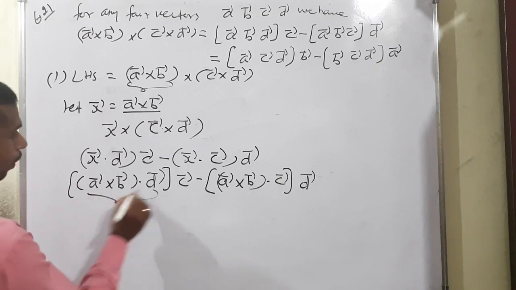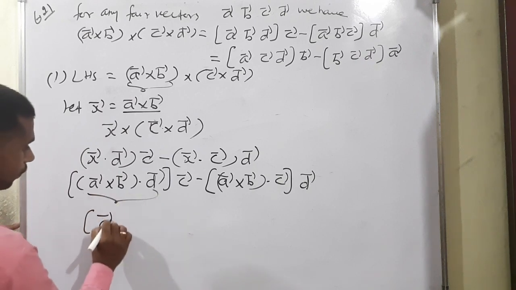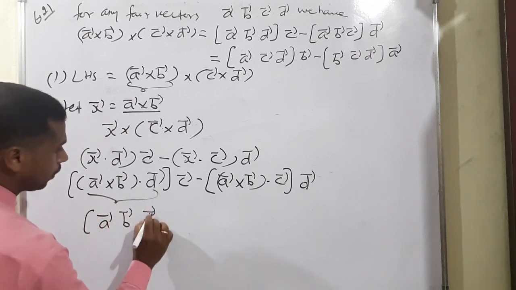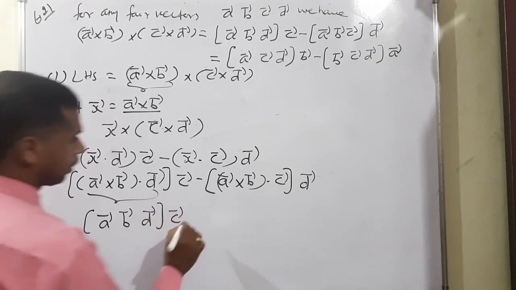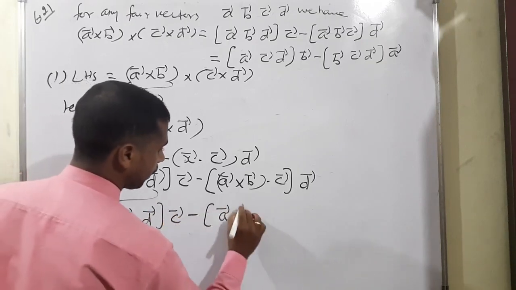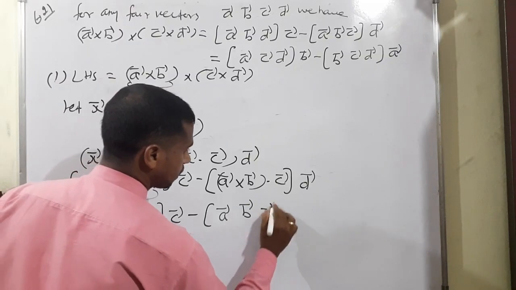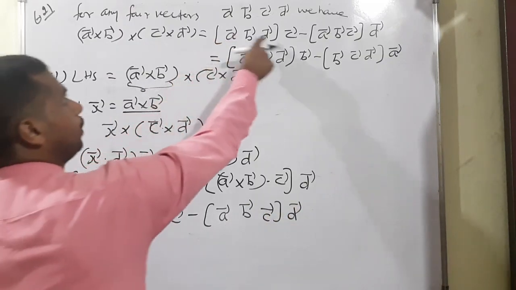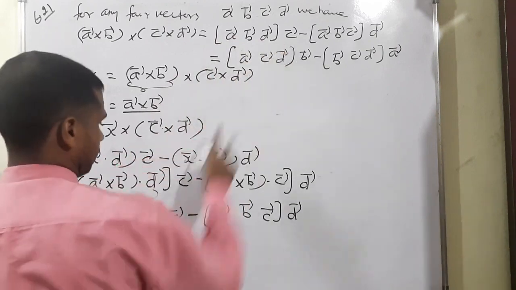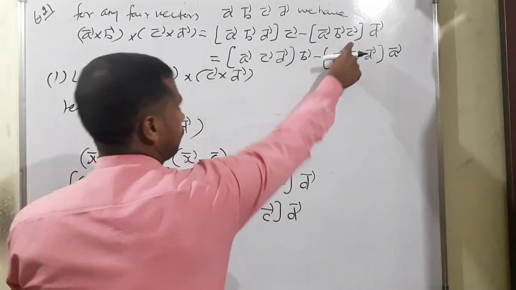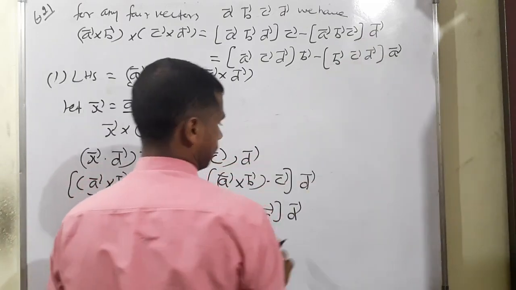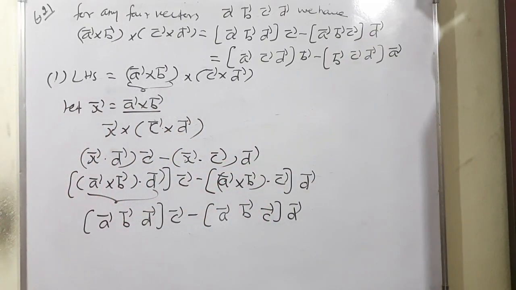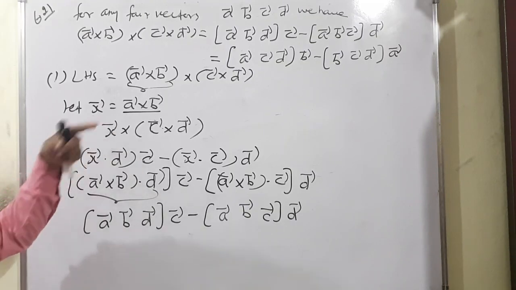Now we can write it in box product. So the box product of A vector, B vector, D vector into C vector, then minus again the box product of A vector, B vector, C vector into D vector. Look at there: the first condition is ABD outside C vector, then minus ABC outside D vector. So, okay, the first one is over. Moving to the second one: instead of x vector we can take y.